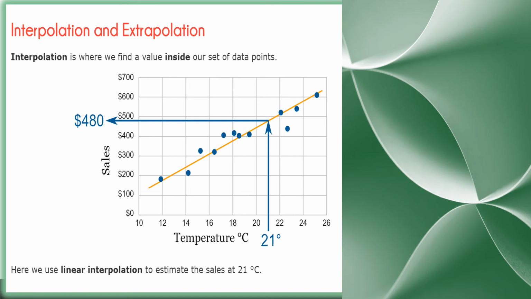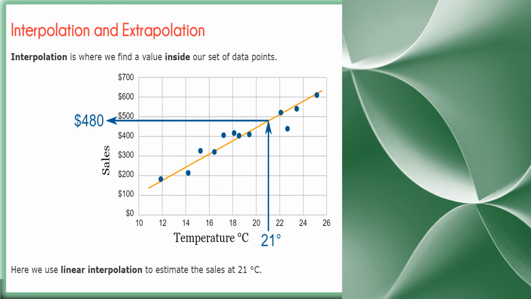We can use the line of best fit to find the values which are in between the given set of data or outside the set of data. So suppose I'm trying to find a value inside a set of data points, that method is called interpolation. For example, in this case, the value at 21 degrees is unknown to us, it is not given in our set of data, we can still find the value corresponding to 21 degrees by dropping lines like this.